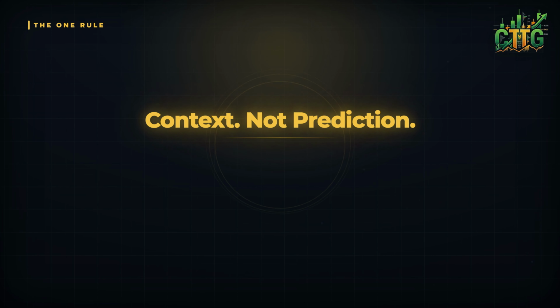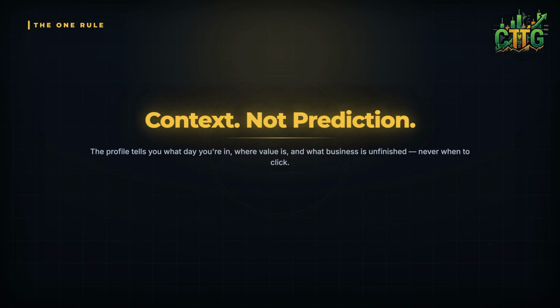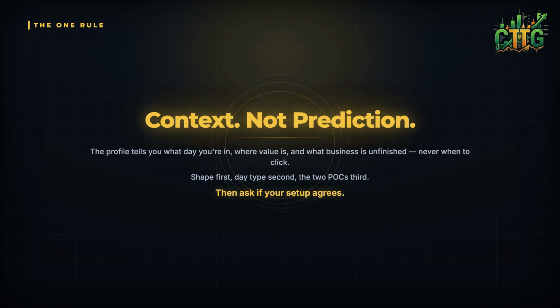One rule ties all of this together. The profile is context, not prediction. It tells you what kind of day you're in, where the market agrees on value, and which business is unfinished. It will not tell you when to click. Read the shape first, day type second, the two POCs third. Then, and only then, ask if your setup agrees. Trade the auction you're actually in, not the one you want.